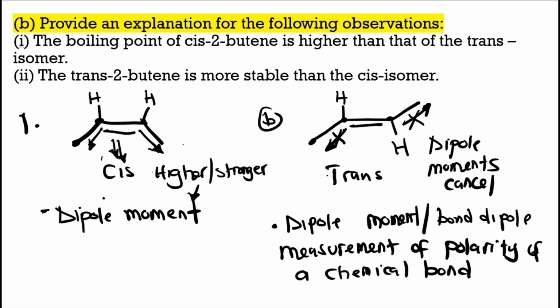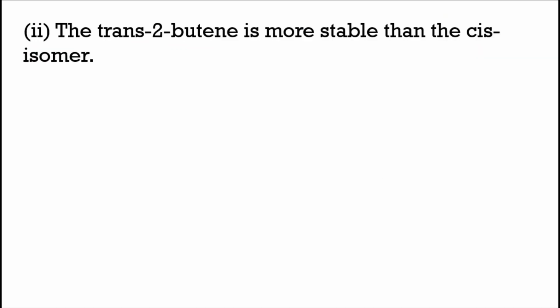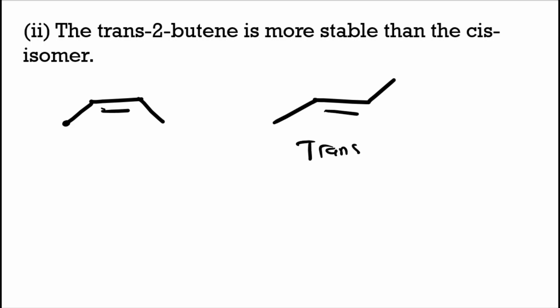Okay. Now let's move on to B. The trans-2-butene is more stable than the cis-2-butene. Why? Explain. What is the explanation? So as you can see, the cis-2-butene was like this, and then the trans-2-butene was like this. The reason why the trans is more stable than the cis is because, look at this, the electrons are flowing in the same direction in the cis. So here, there's going to be repulsion of electrons.